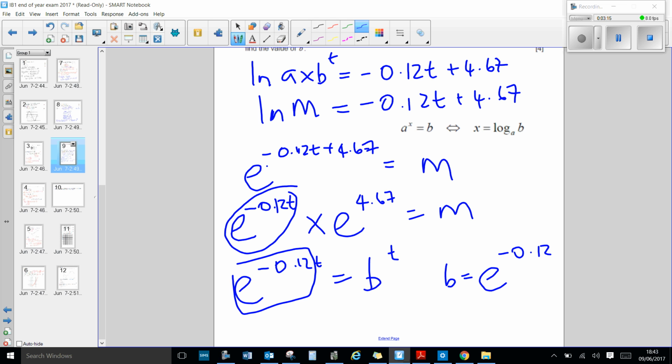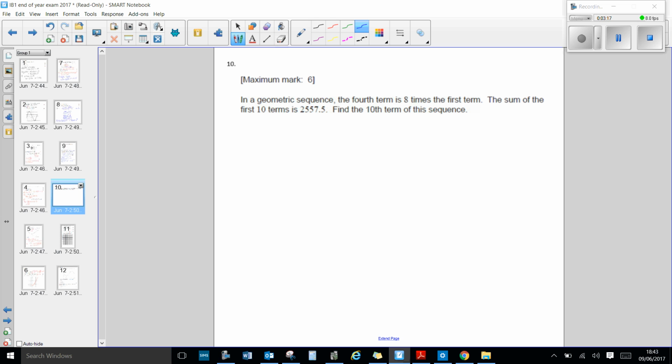Okay, next one. Geometric sequence, the fourth term is 8 times the first term. So u4 equals 8 lots of u1. The sum of the first 10 terms, so S10, is 2557.5. We need to find the 10th term. So, it's a geometric sequence.